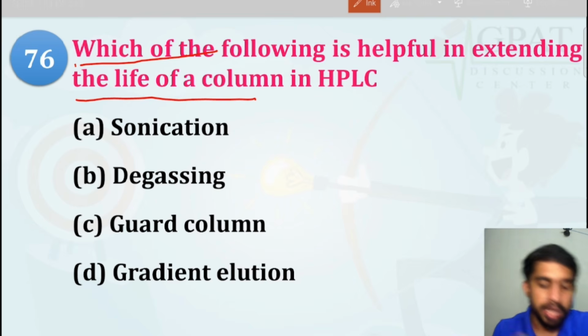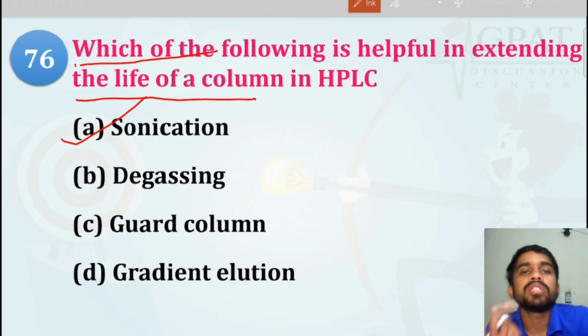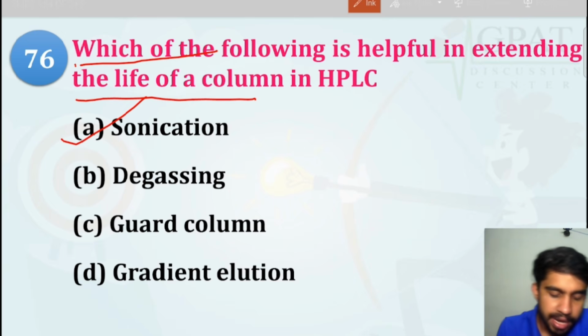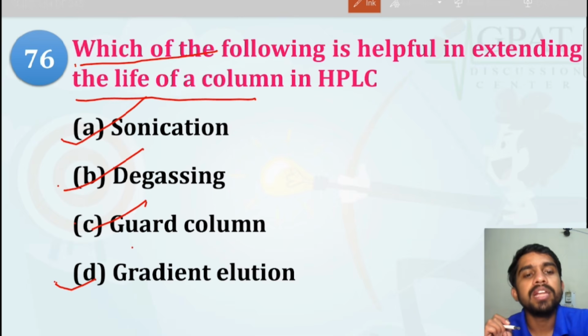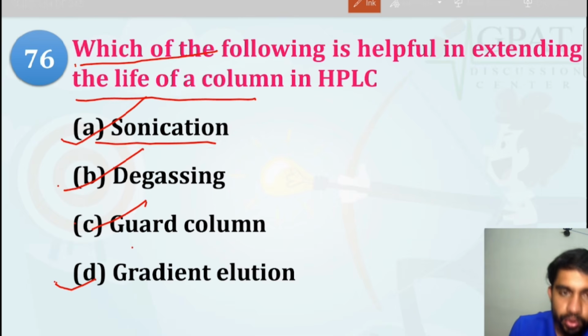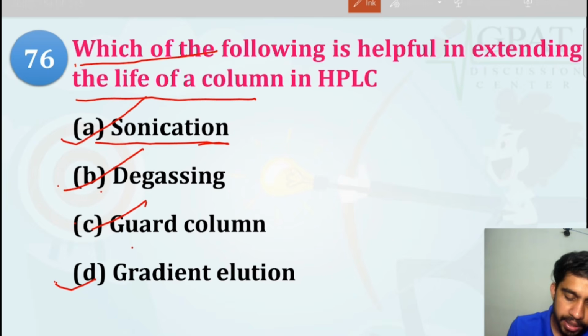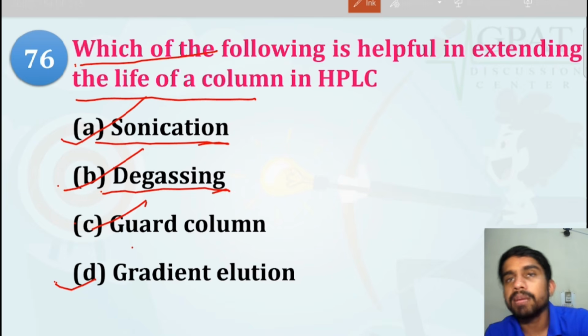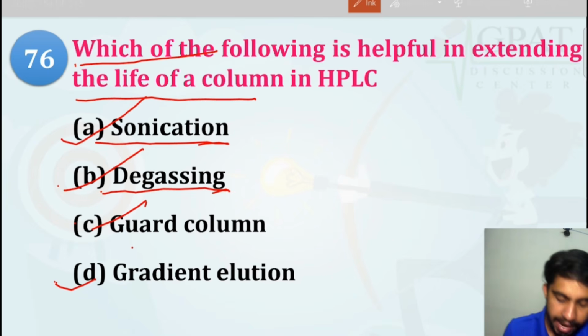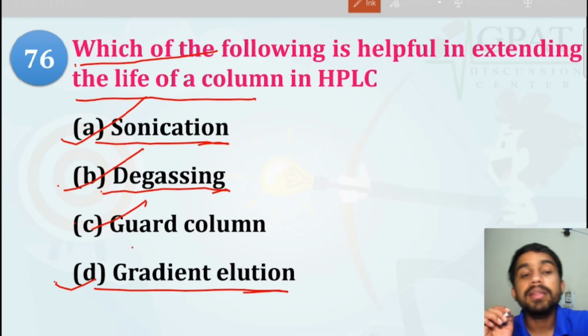The first option is sonication. In sonication, we remove the gas blocks or dissolved air from the solvents. Next one is degassing, third one is guard column, and the last one is gradient elution. Sonication is for degassing and cleaning purposes. Degassing removes the air bubbles, but it is non-column protection. And gradient elution improves the separation. It has nothing to do with extending the life of the HPLC column.